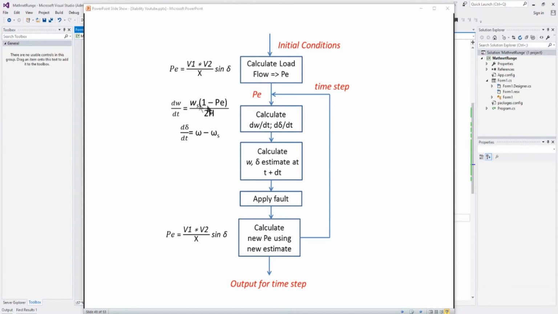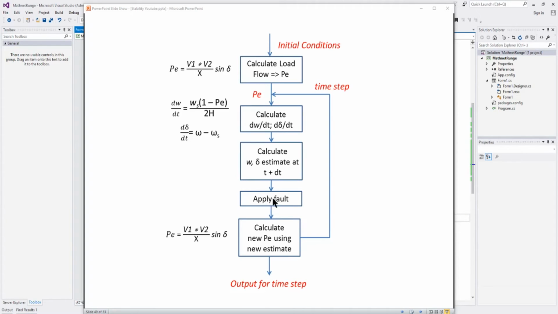And once we've got that slope of the speed time curve, we can figure out an estimate for speed, plug that into this equation, which gives us a slope of the angle time curve. So it's basically the speed relative to synchronous speed. So now we've gotten estimates for the slopes of the speed and the angle curves. Once we've got that, we can get estimates for speed and angle at t plus delta t, which is the time step into the future. We can get new estimates for the speed and the angle, and then we can apply the fault.